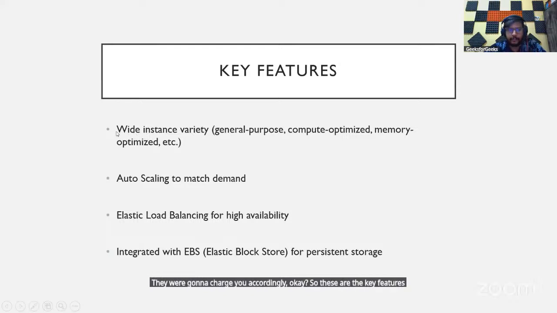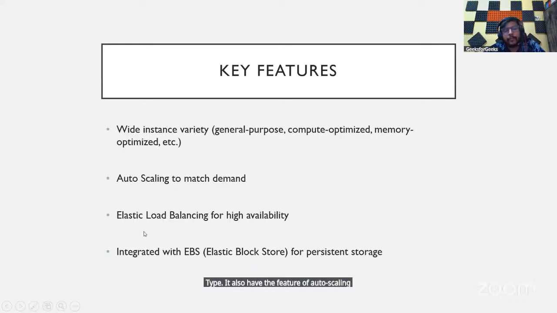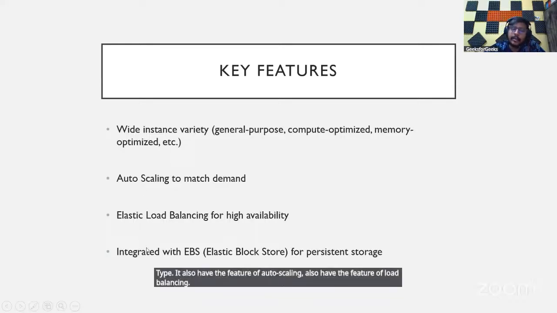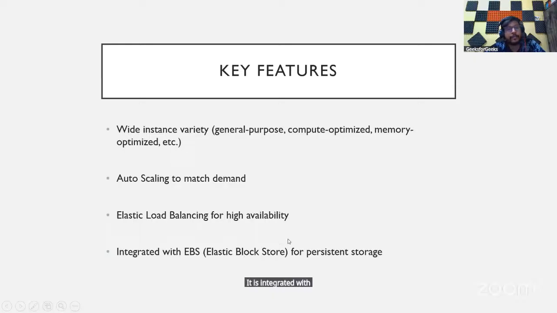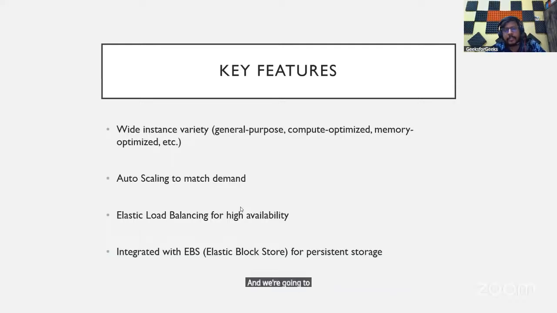Okay, so these are the key features. It offers a wide variety of instance types. It also has the feature of auto scaling, also the feature of load balancing. It is integrated with Elastic Block Store for persistent storage. So these are the three services which you can integrate with EC2 to have more functionality. I'm going to discuss this in detail, so no worries.